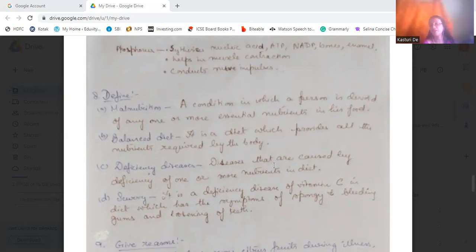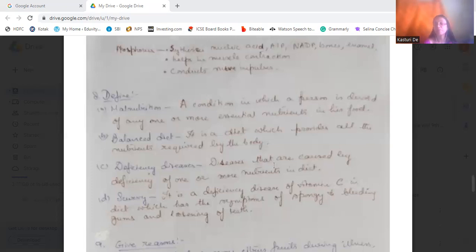Then deficiency disease. A deficiency disease is a disease that is caused due to the deficiency of one or more nutrients in the diet. If one or more nutrients are not present in the diet, that causes a disease. Due to malnutrition, you can also say that deficiency disease occurs. A disease which is caused by deficiency of one or more nutrients in the diet is a deficiency disease.